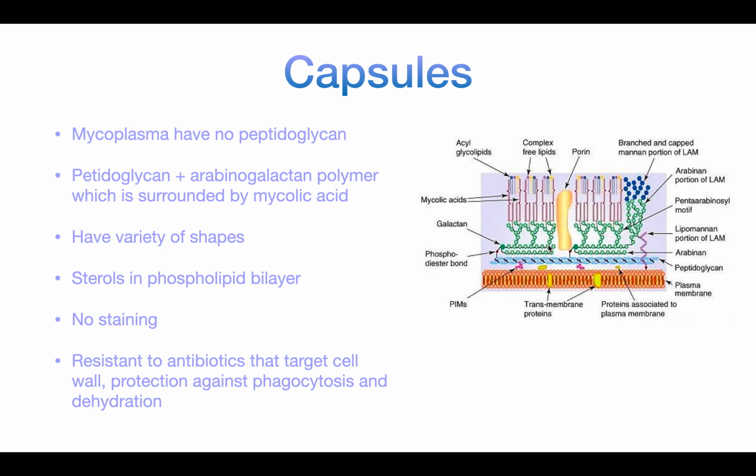There are going to be the sterols in the phospholipid bilayer, and they're going to be bound together with a phosphodiester bond. These do not stain with the normal staining methods. So the capsules are very useful to the bacteria because they are resistant to the antibiotics that target the cell wall. They protect against phagocytosis and dehydration.